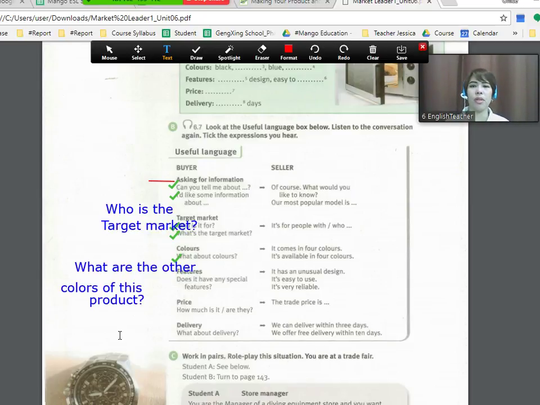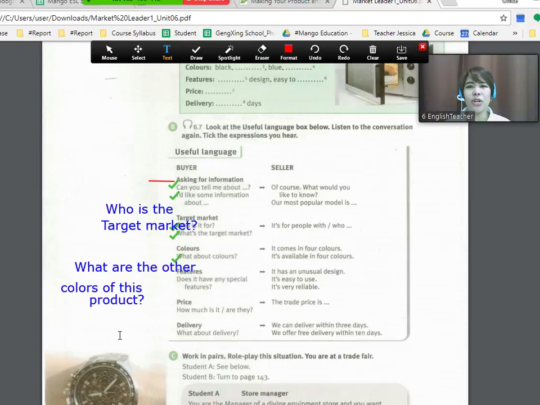Okay, for example, iPhone. If I'm going to buy or if you're going to buy an iPhone, of course you're going to ask, which color does it come in? Does it come in color pink? Does it come in color black? Does it come in color gray? So usually you can also ask what are the other colors of this product or this iPhone, or what about the colors? Or you can ask, what are the available colors, right?